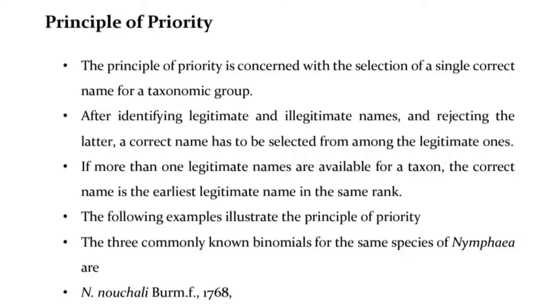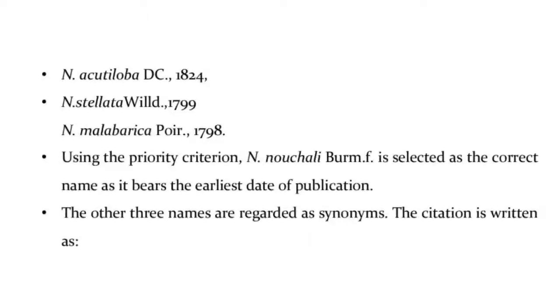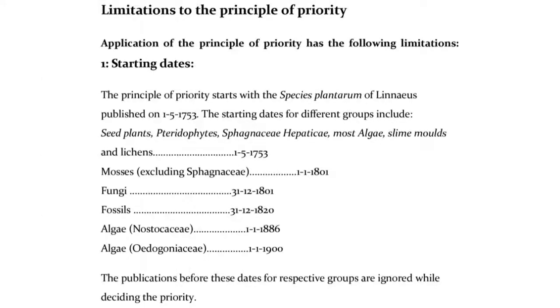The three commonly known binomials for the same species of Nymphaea are N. nouchali Burm. f., 1768; N. acutiloba DC., 1824; N. stellata Willd., 1799; and N. malabarica Poir., 1798. Using the priority criterion, N. nouchali Burm. f. is selected as the correct name as it bears the earliest date of publication. The other names are regarded as synonyms. The citation is written as such. Limitations to the principle of priority.